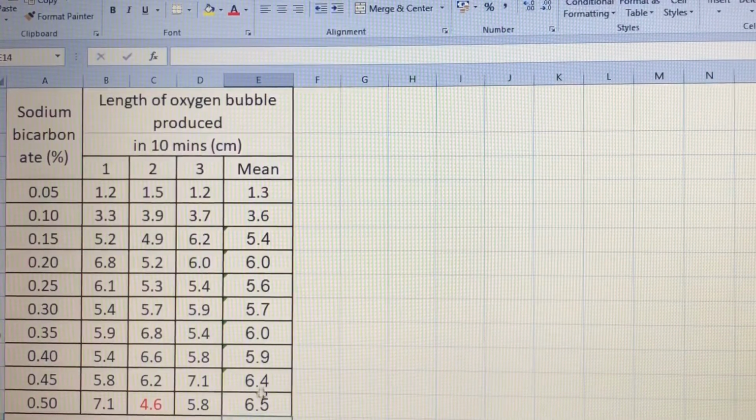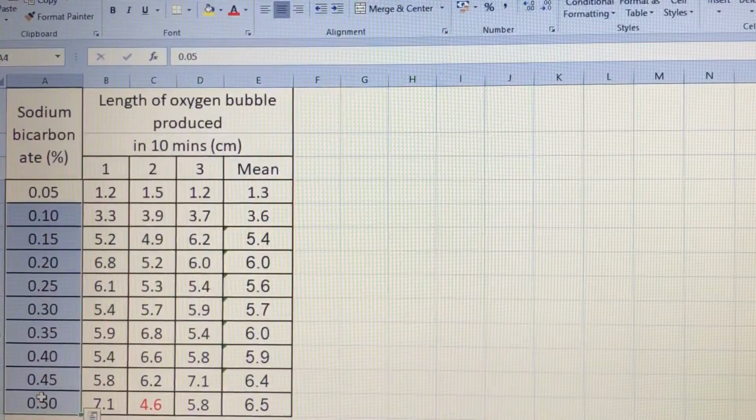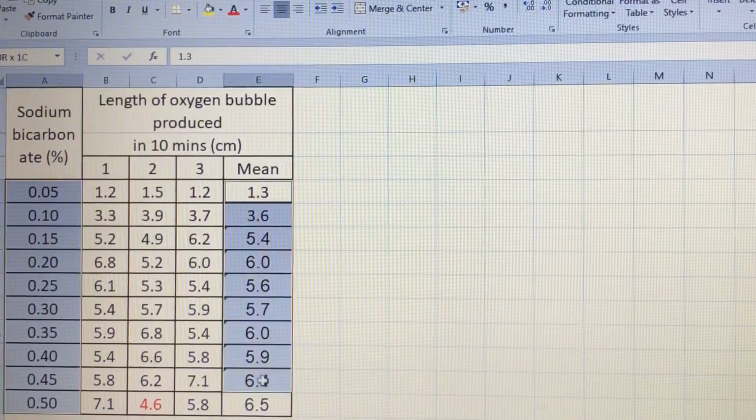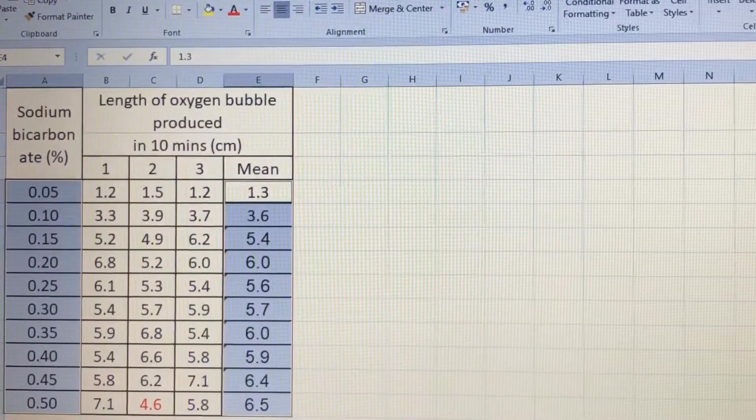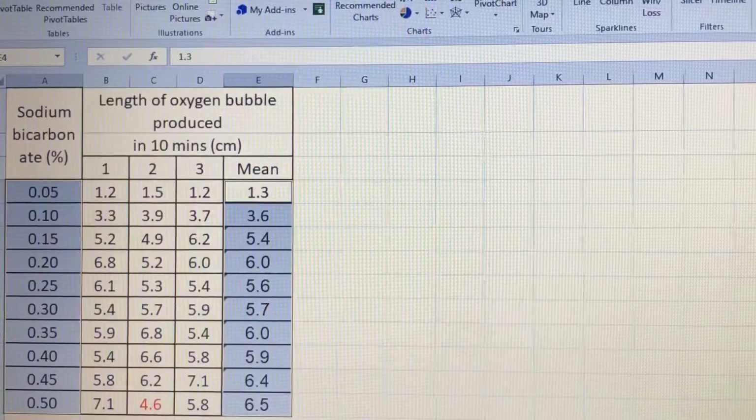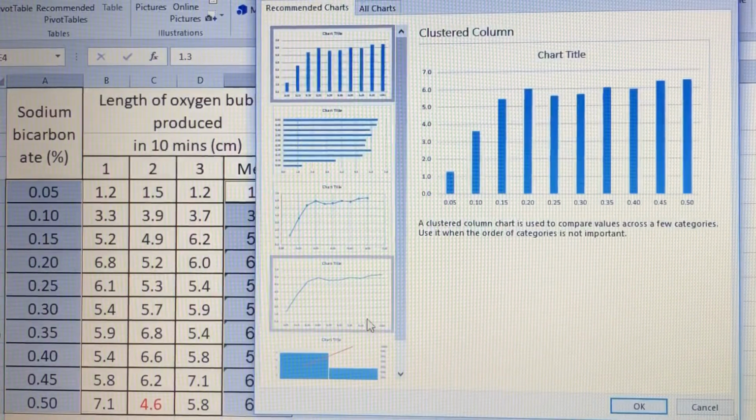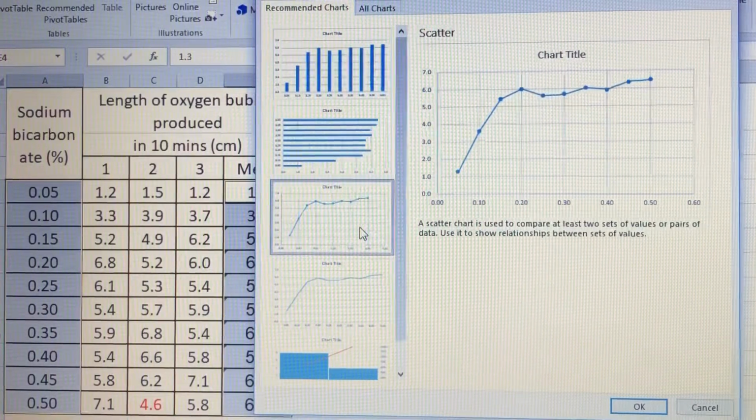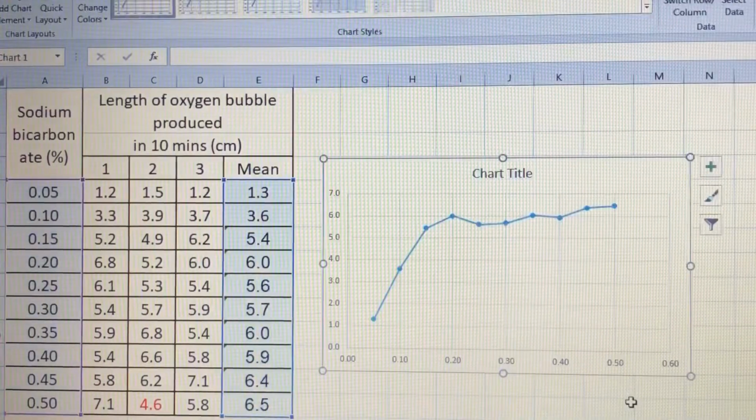So next thing I'm going to do is I'm going to highlight the data that I want to graph. So it's the sodium bicarbonate and the mean. And then I'm going to go to Insert, and I'm going to click on the charts arrow, and I'm going for this one, which was I think the same one I went for last time, and there we go.